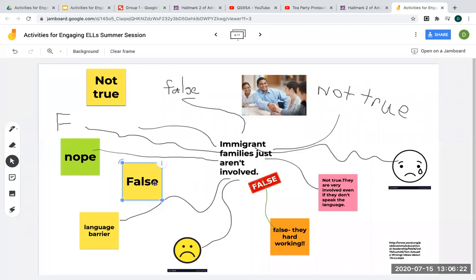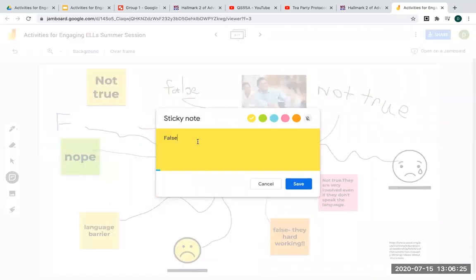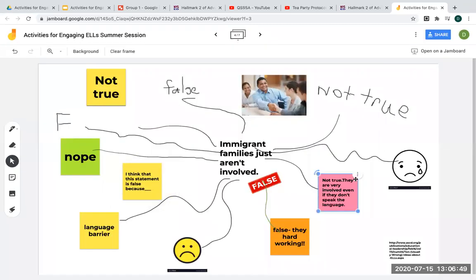Okay, so maybe if my students are just writing false, I want to encourage them to write a full sentence, right? This statement is false because, right? Or, I think that this statement is false because. And the other thing you can do too as the teacher is you can edit those responses. Again, if they're signed in with their Google accounts, you'll be able to see an icon showing you which students actually put the responses.